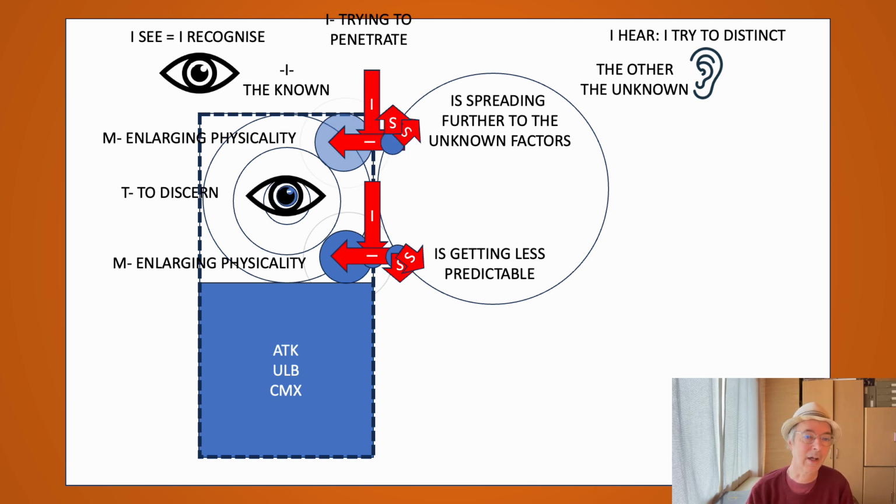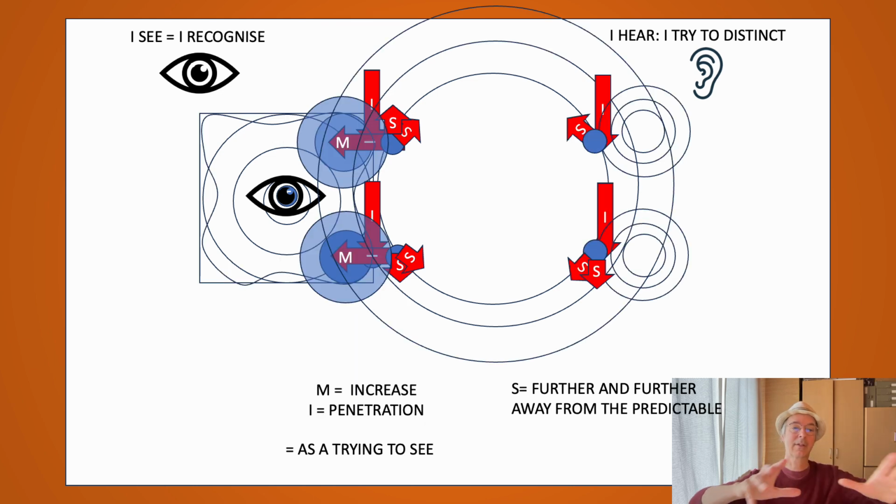So the M is this enlarging, the physical enlarging. The I is then the trying to penetrate into this enlarging, which is actually spreading itself into the unknown factor. So it is also getting less predictable how we try to penetrate into that physical extension, this enlargement of the physical extension, which is dense, and we can hardly distinguish something there. So that's a way how we can orient ourselves in it.